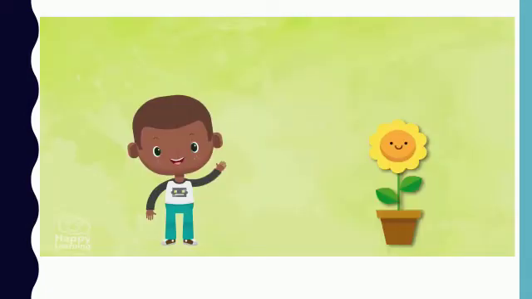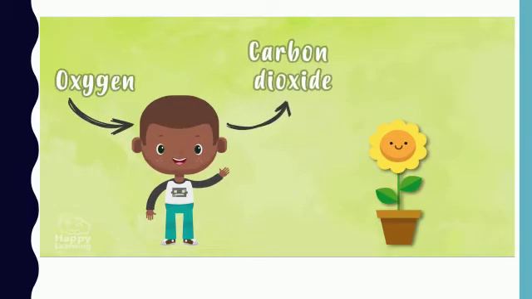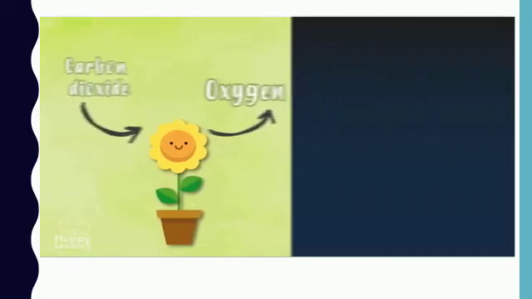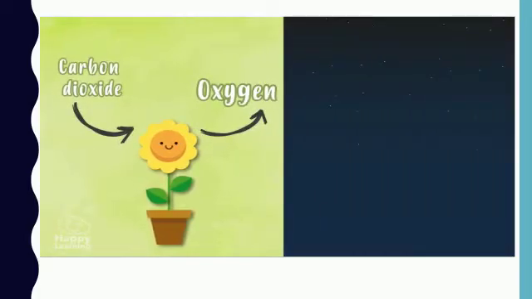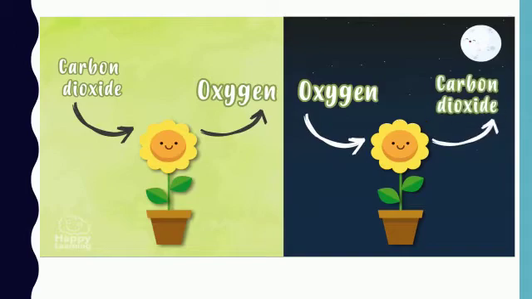Children, in the previous class you have learnt that human beings breathe in oxygen gas and breathe out carbon dioxide, whereas plants breathe in carbon dioxide and give out oxygen gas. But how about during the night time? Will they prepare food? No. Why? Because there is no sunlight. During night time, they breathe in oxygen and breathe out carbon dioxide like human beings.